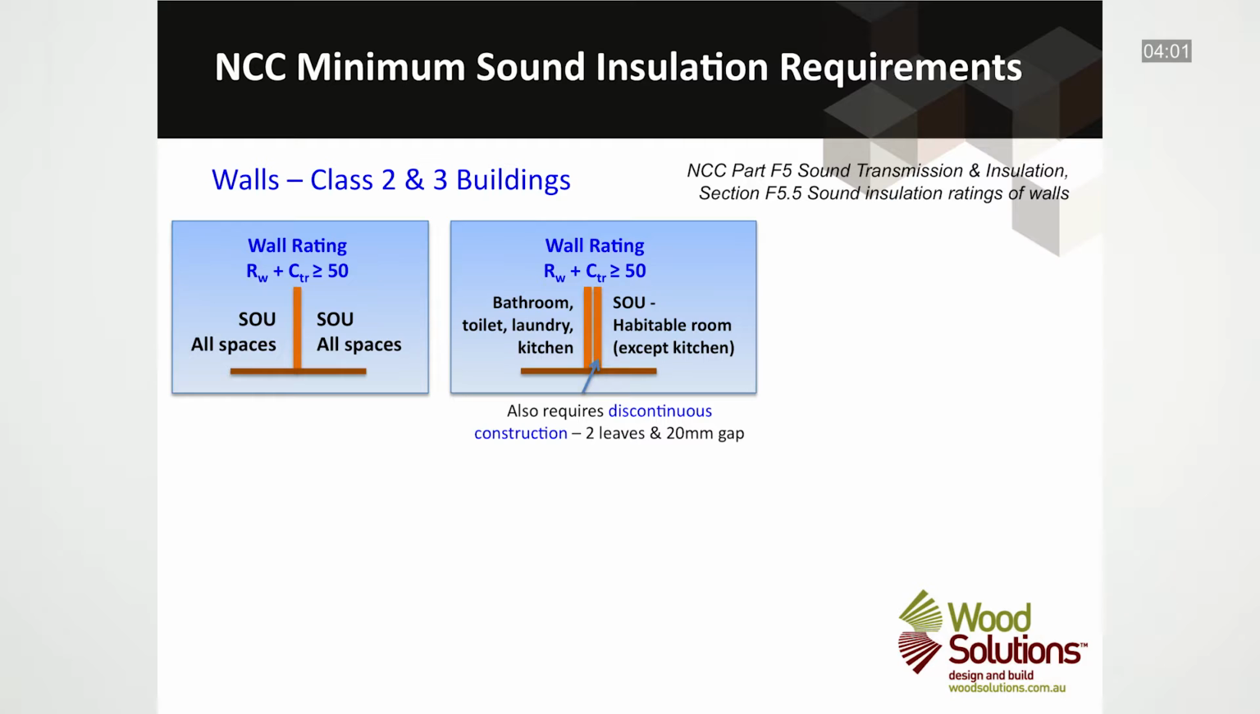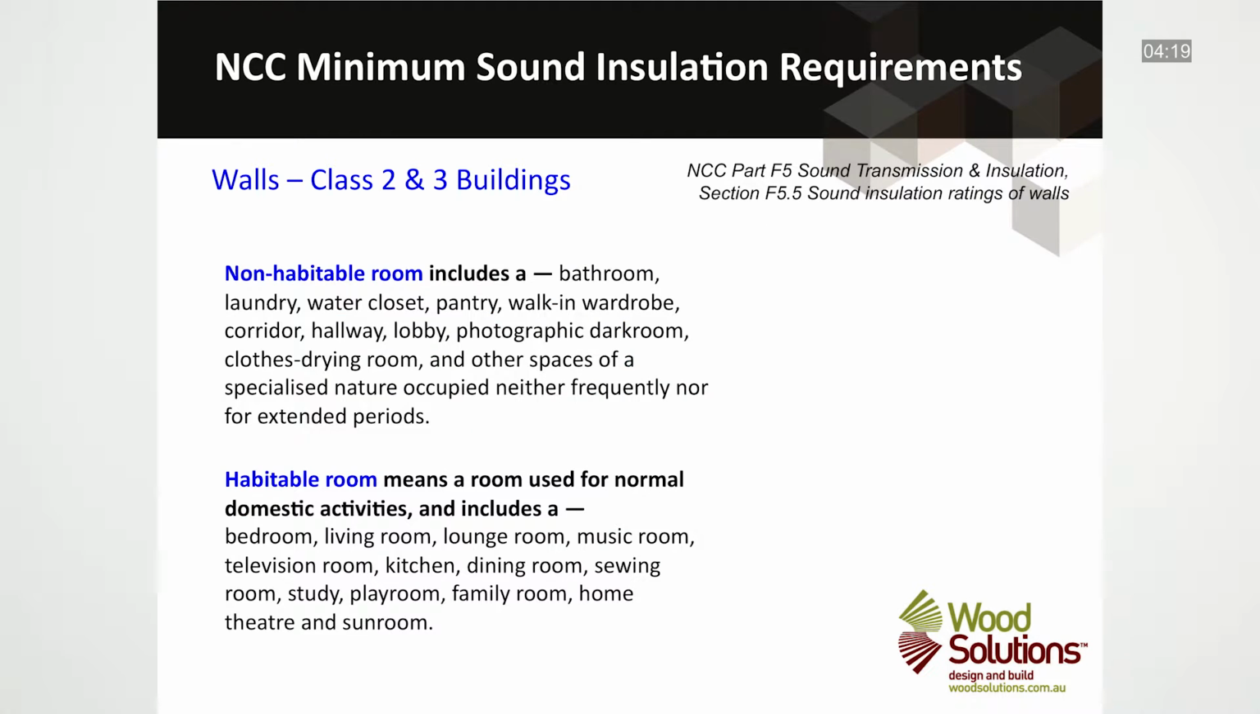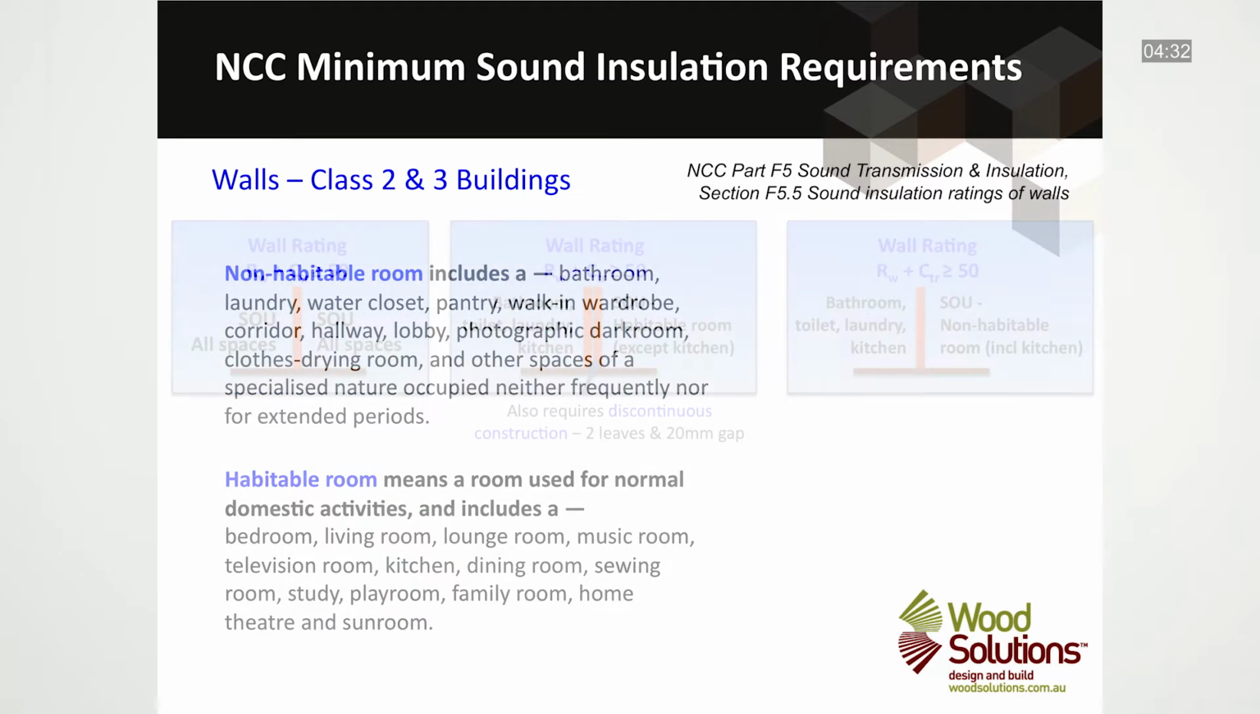A habitable room means a room used for normal domestic activities and includes bedrooms, living rooms, lounge rooms, kitchens, dining rooms, television rooms, etc. For walls between bathrooms, toilets, laundries or kitchens and SOU non-habitable rooms, a single wall is required with a rating greater than 50. A non-habitable room includes a bathroom, laundry, water closet, pantry, walk-in wardrobe, corridor, hallway, lobby, etc. Effectively spaces of a specialised nature that are occupied neither frequently nor for extended periods.